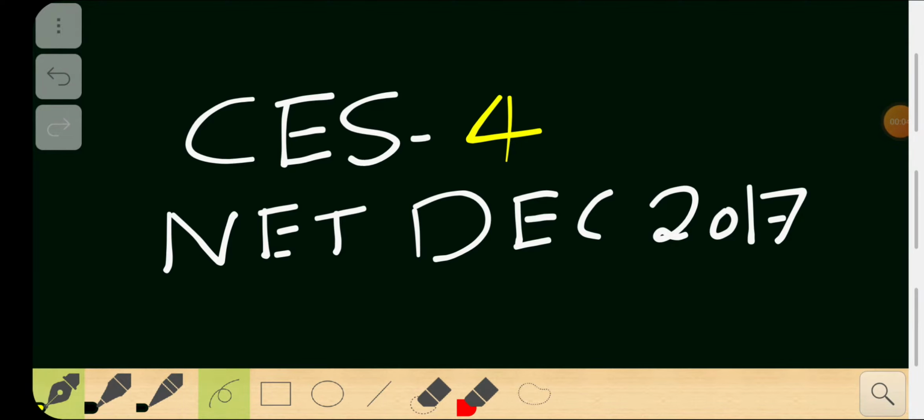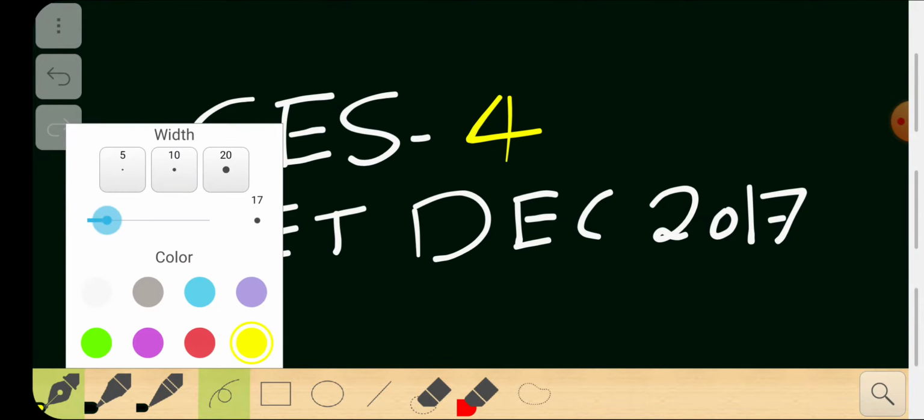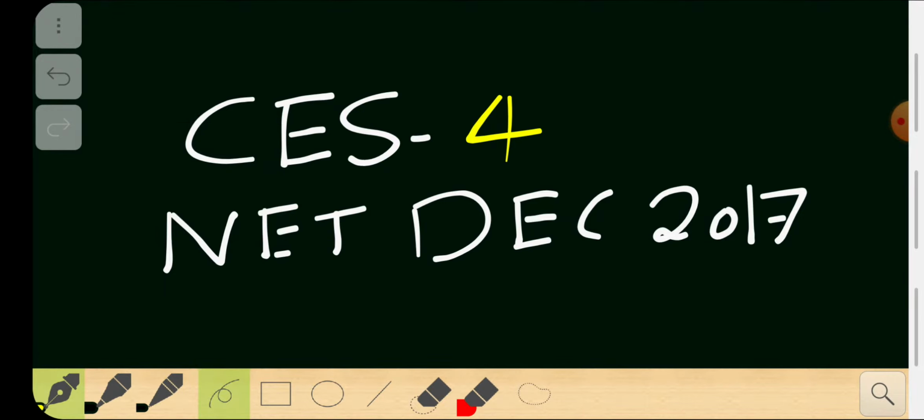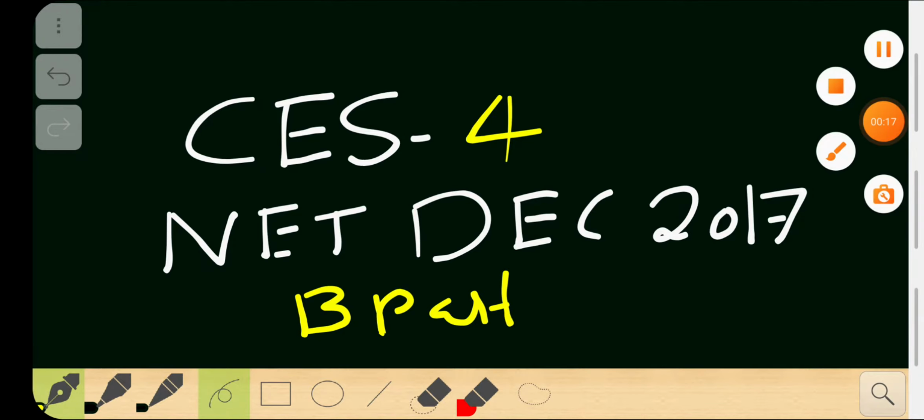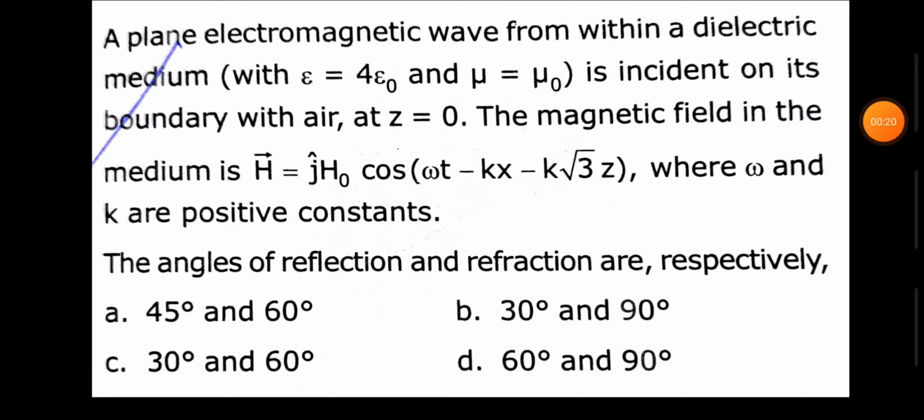Fourth question. This is also a question taken from the NET December 2017 examination, from Part B. So let's have a look at the question. A plane electromagnetic wave is coming from within a dielectric. Inside the dielectric, epsilon is 4 epsilon 0 and mu is equal to mu 0, the permittivity and permeability. It comes out to the air at some point z equal to 0.